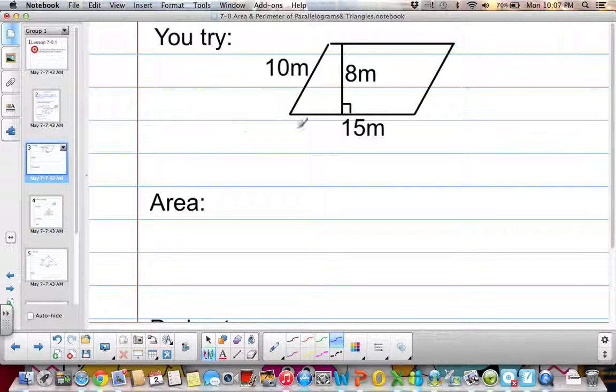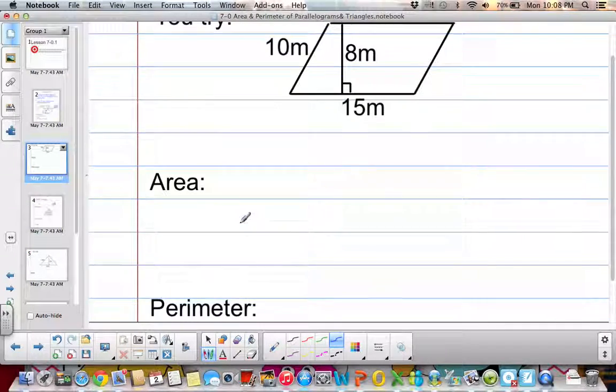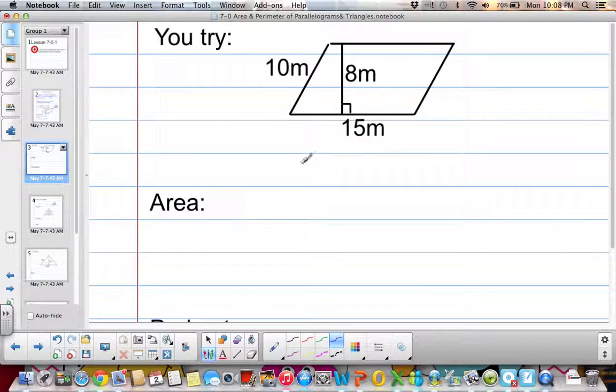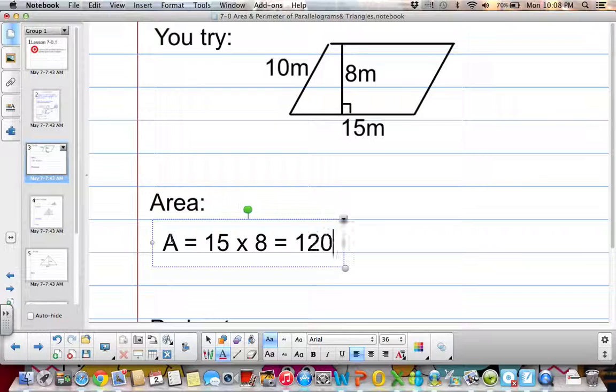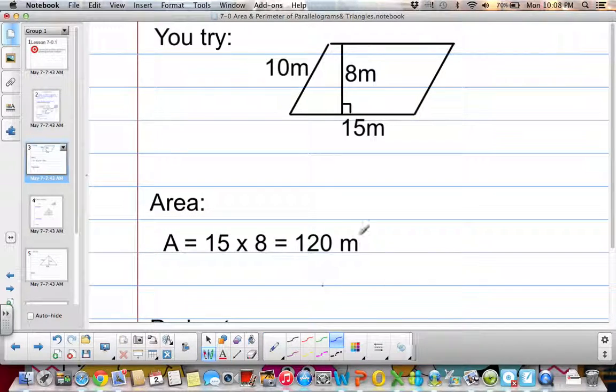Pause me and do this one. I want you to find the area and the perimeter of this parallelogram. So the area would be 15 times 8, which equals 120 meters squared.